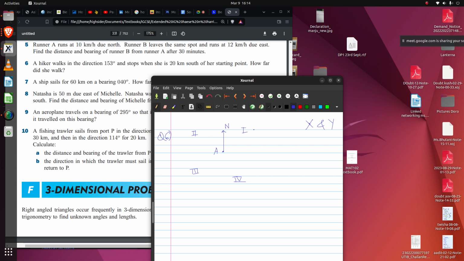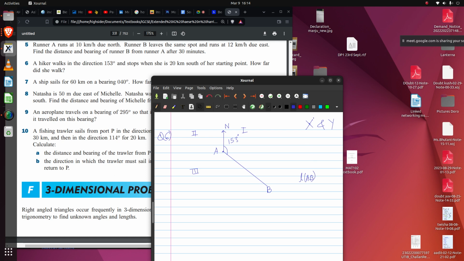Should be in the direction of IV, if you're going fourth. Correct. Okay, that way, yes. Now I know this entire angle, 153, right? But I don't know how much is this point AB, like length AB.